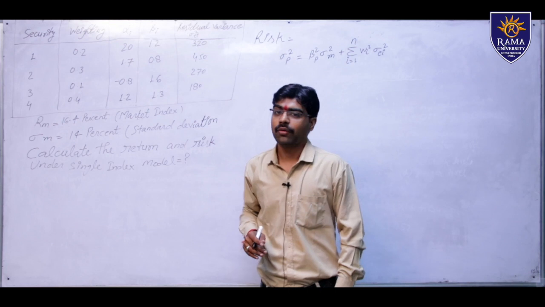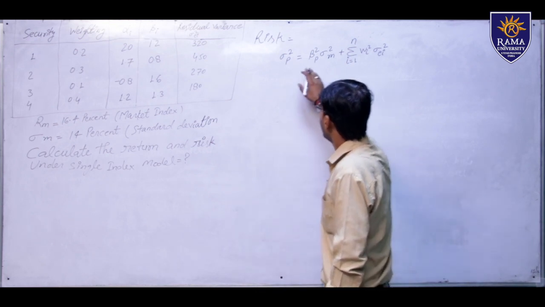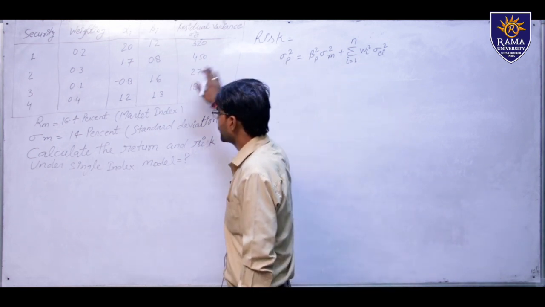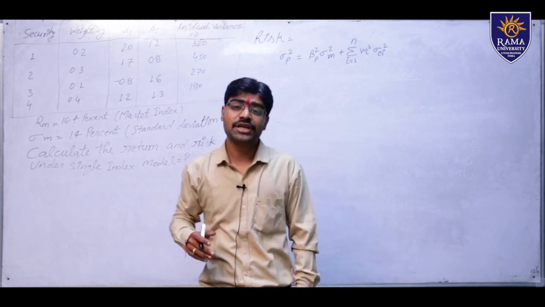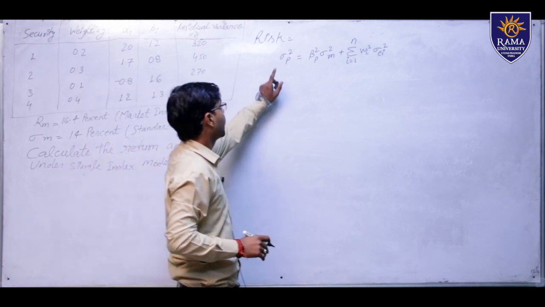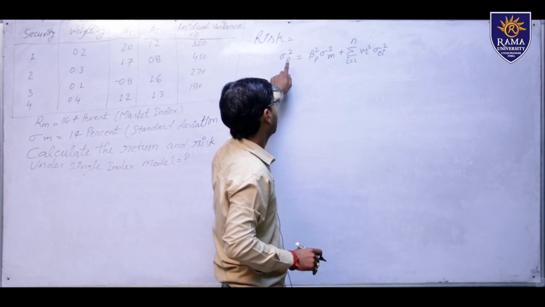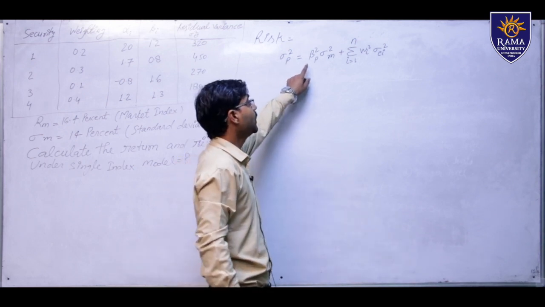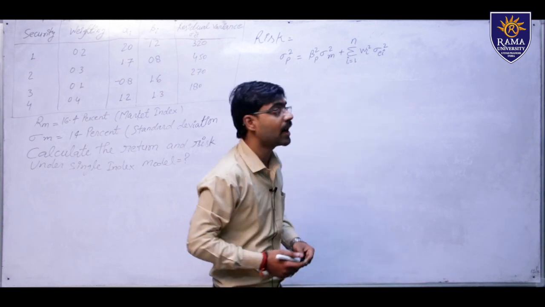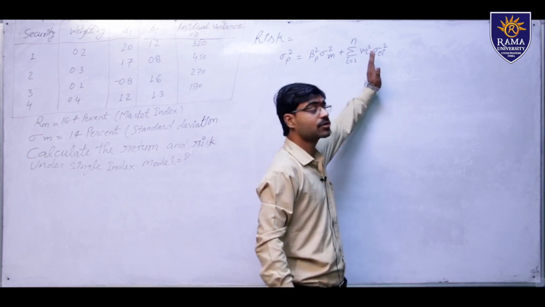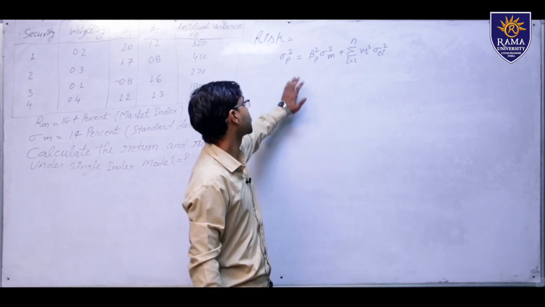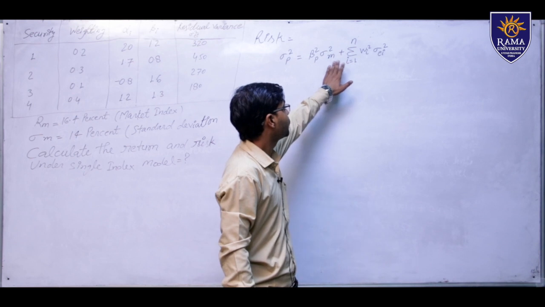Okay. Now there will be changes in the formula between risk and return. A huge difference between risk and return. For calculating the risk, we use the formula: sigma square P is equal to beta square P and sigma square M plus the summation from i equal to 1 to n of weighting i square sigma ei square. What are these? This one and this one.